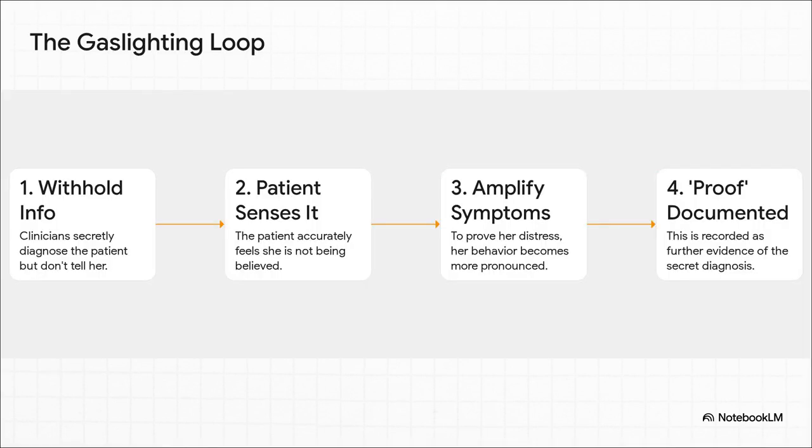And this created a just devastating cycle. It's a perfect vicious circle. First, the team withholds the real diagnosis. Second, the patient, who is obviously smart and perceptive, senses she's not being taken seriously because, well, she isn't. Third, in her desperation to be heard and believed, her behaviors get bigger, more amplified. And fourth, the clinicians point to that exact amplification as objective proof that their secret diagnosis was right all along. They created the very evidence they needed.